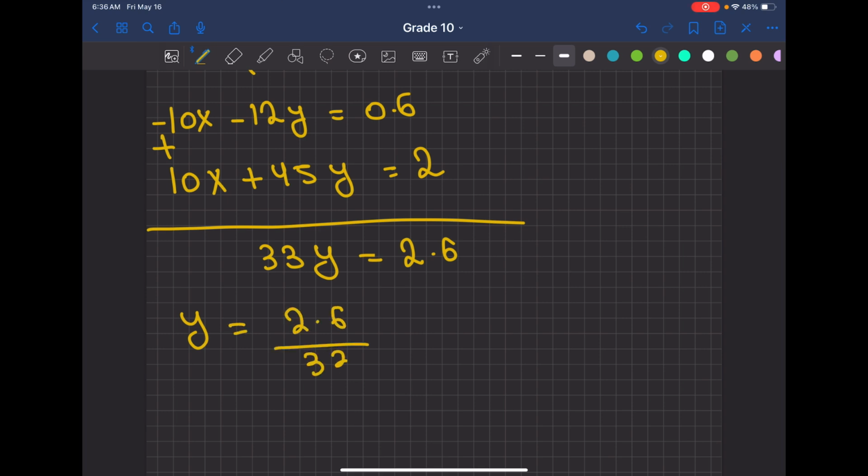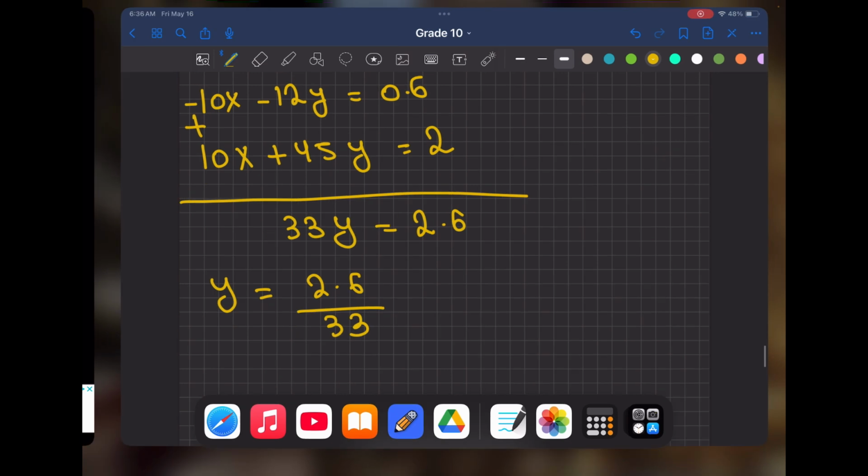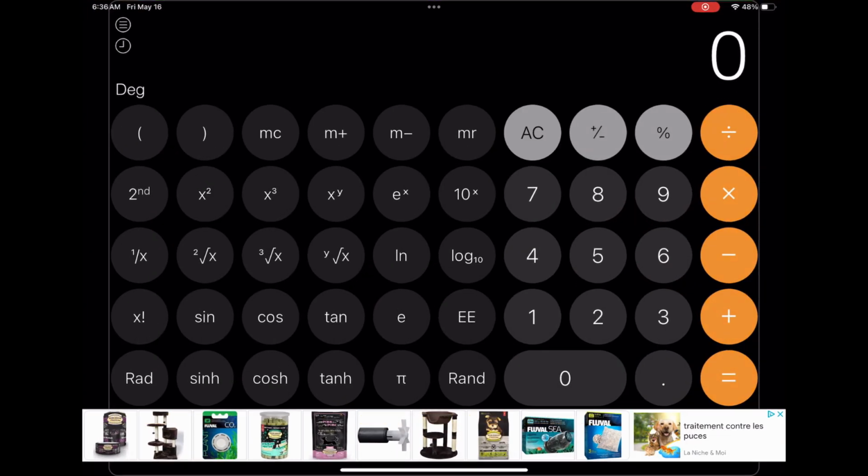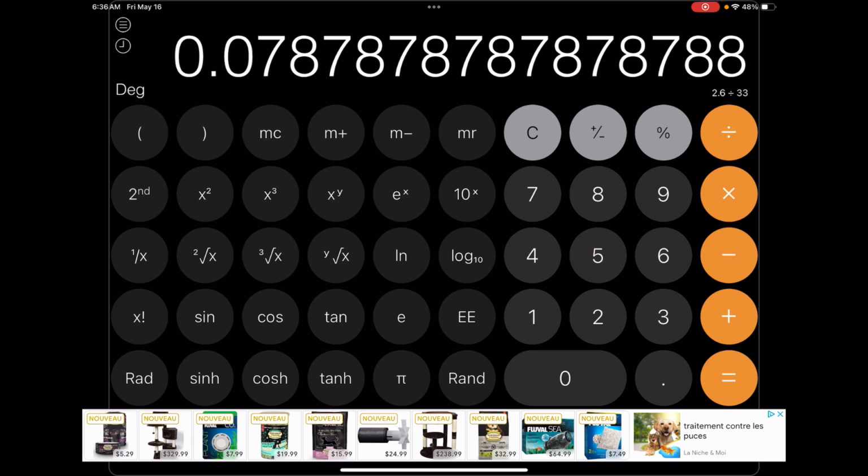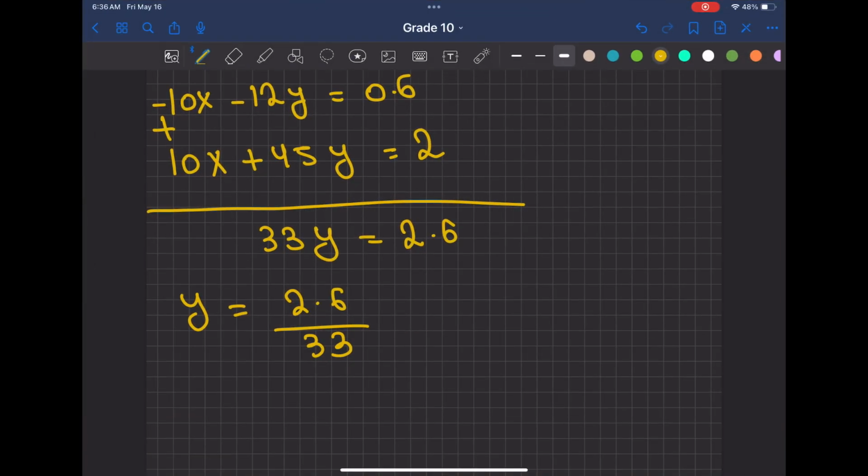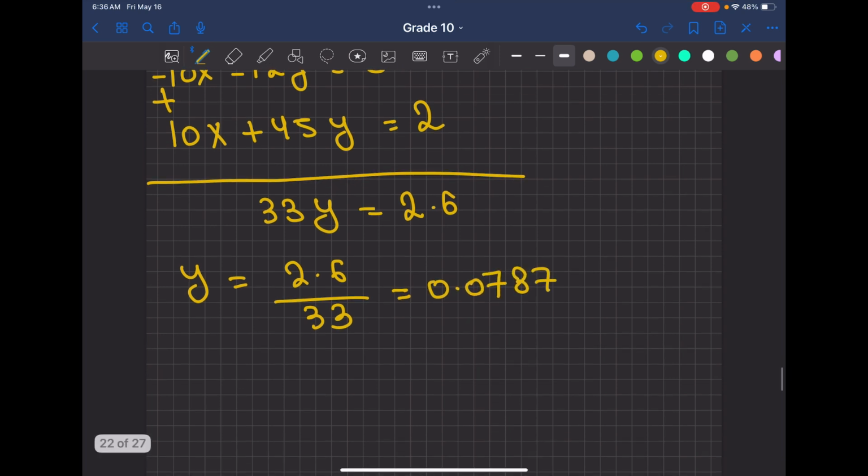2.6 divided by 33. I can use a calculator to find it. So 2.6 divided by 33 equals 0.0787. So this is our y.